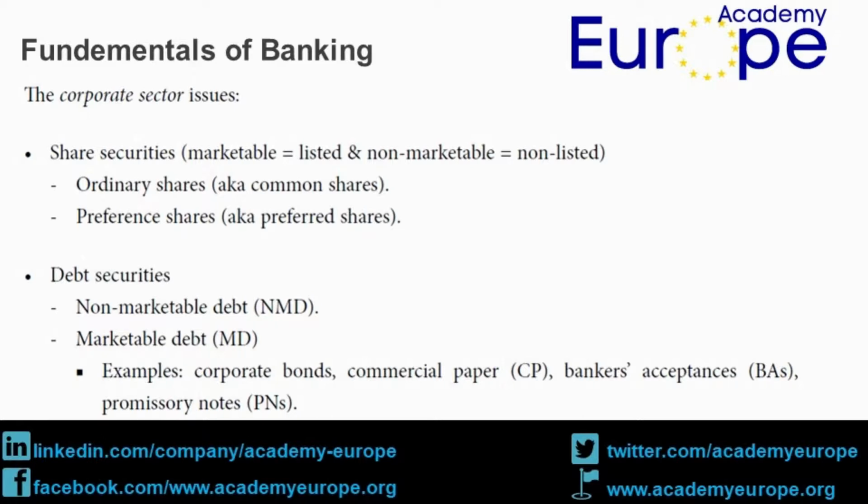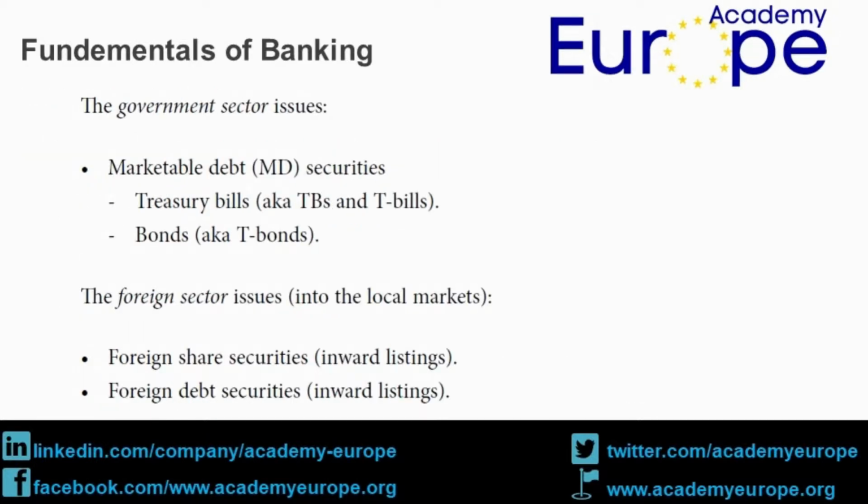Ordinary shares, aka common shares. Preference shares, aka preferred shares. Debt securities. Non-marketable debt, NMD. Marketable debt, MD. Examples: corporate bonds, commercial paper, CP, bankers' acceptances, BAs, promissory notes, PNs. The government sector issues marketable debt, MD, securities.